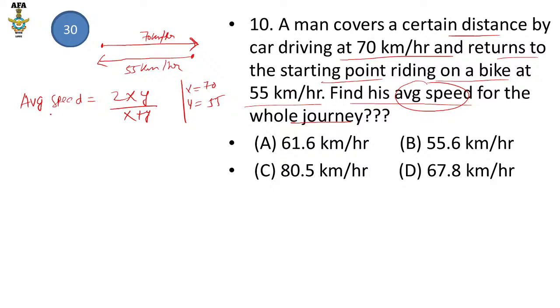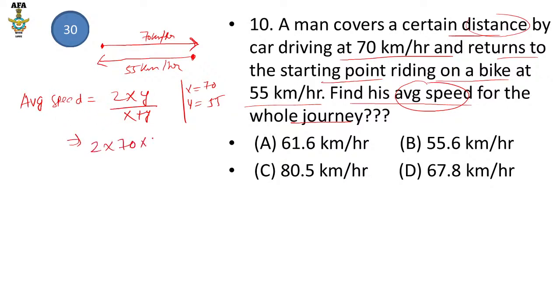Just remember this: whenever the distance is constant, they are traveling the same distance. In one way they are traveling at a certain speed, on the other way at another speed, but the distance is the same. So just apply the formula of average speed as 2xy by x plus y. You will get the answer very easily.